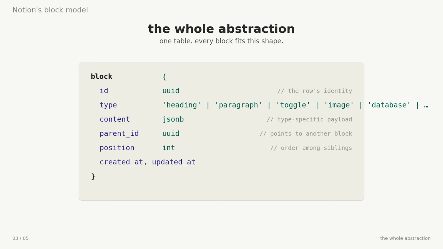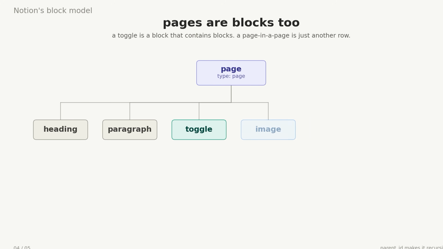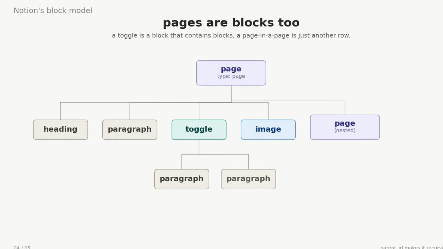Two things to notice here. First, the parent ID points to another block, not a page. Different pages in the documents are also just blocks. The whole thing is recursive. A page contains blocks. A toggle is a block that contains blocks. A column is a block that contains blocks. A page inside a page is a block that contains other blocks.